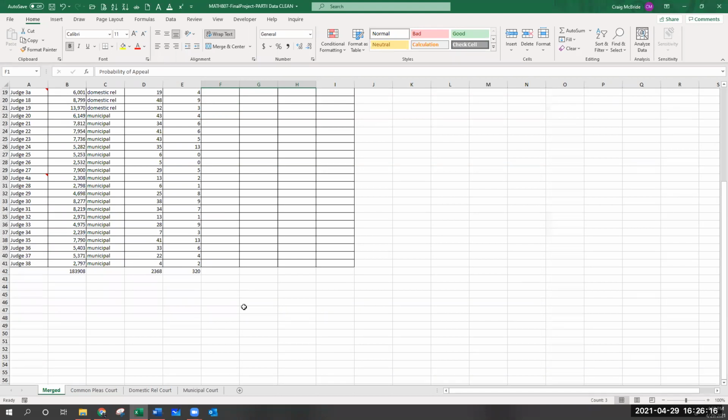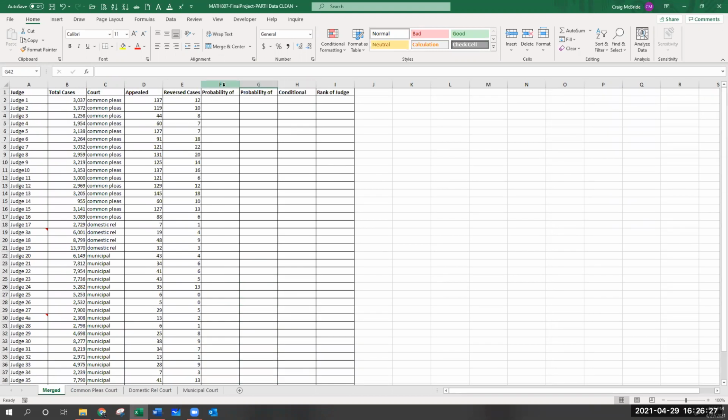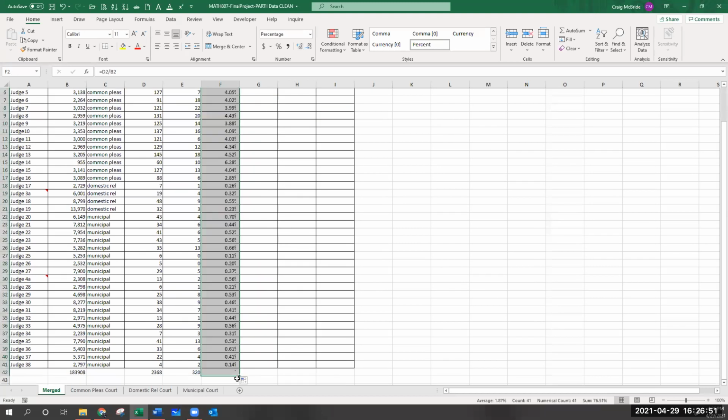The exact same formula you would use here, you would just do it here, and so on. So we know the probability of an appeal is simply the number of appeals divided by the number of cases they saw. If I change this to a percentage and give myself maybe 2 decimals of accuracy, and then drag it down, it's going to do everything, including the total.